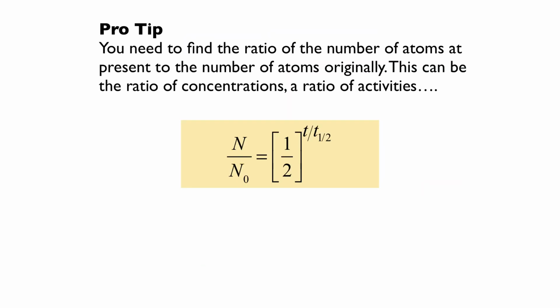Now here's something else to be aware of. There's a couple of things that vary along with the number of atoms. One thing that's going to vary is the activity. One is going to be the concentration, or the number of atoms. But if you're solving problems dealing with radioactive decay, I need some sort of a ratio of a current number of atoms to an initial number of atoms, or a current activity to an initial activity, or a concentration, etc., some sort of ratio.